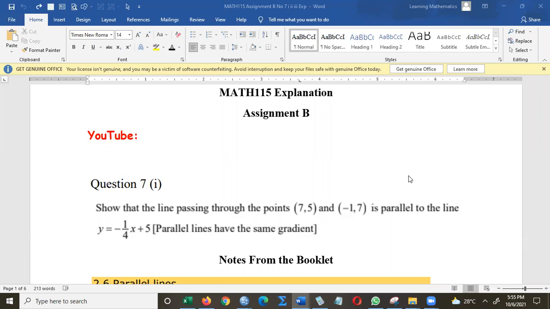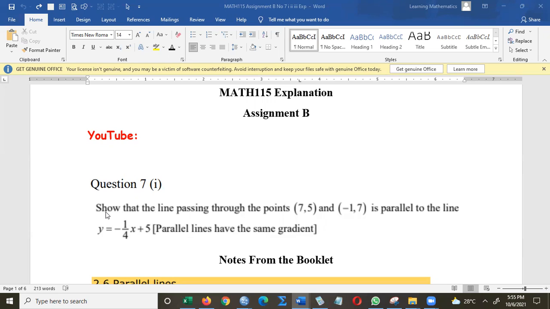Here we are going to discuss assignment B number 7, part 1. It says show that the line passing through the point (7, 5) and (-1, 7) is parallel to the line y = -1/4 x + 5. Now we have to take note, as it is written there, parallel lines have the same gradient. So the gradient of the line y = -1/4 x + 5 is negative a quarter. Please remember, once y is the subject of the formula, the coefficient of x will always be the gradient. So we have a gradient already, which is negative a quarter.